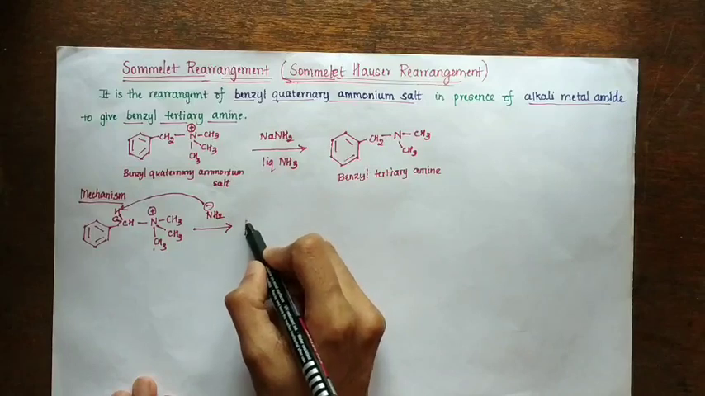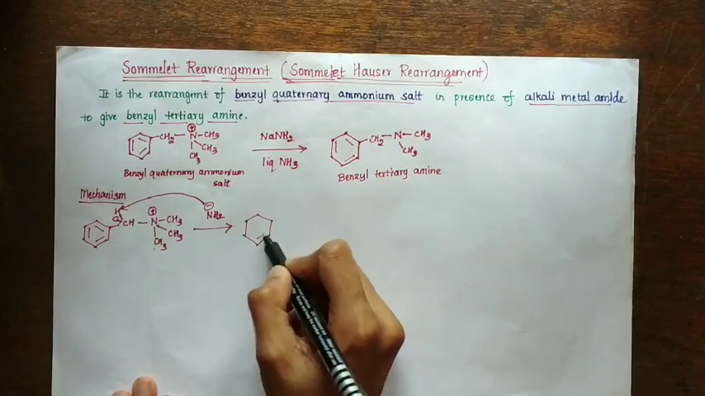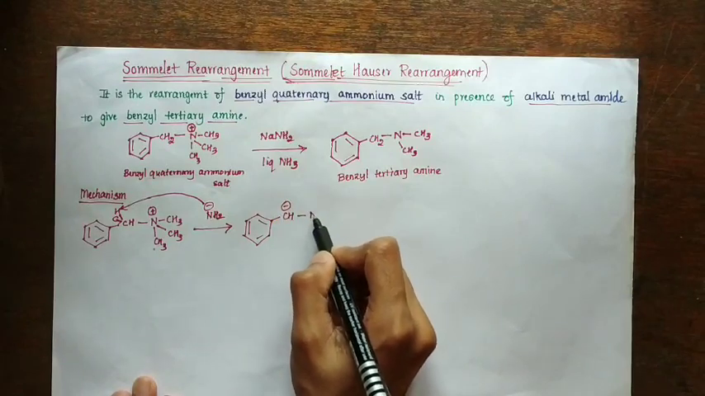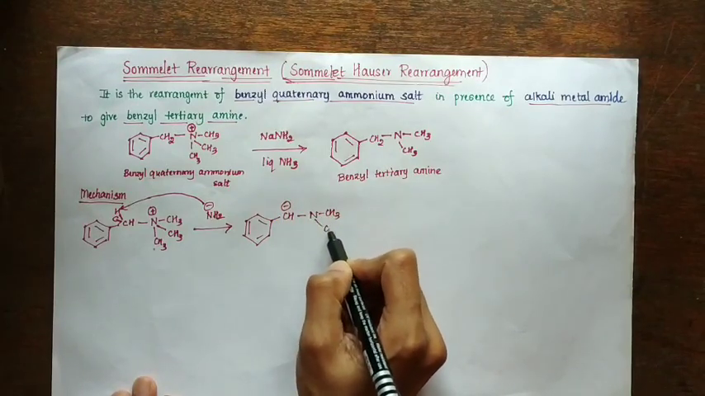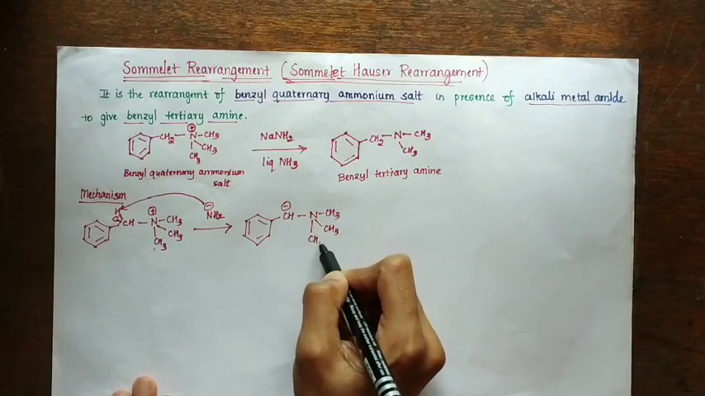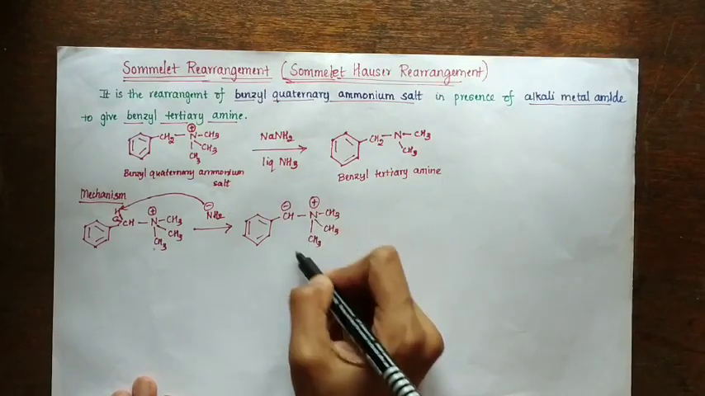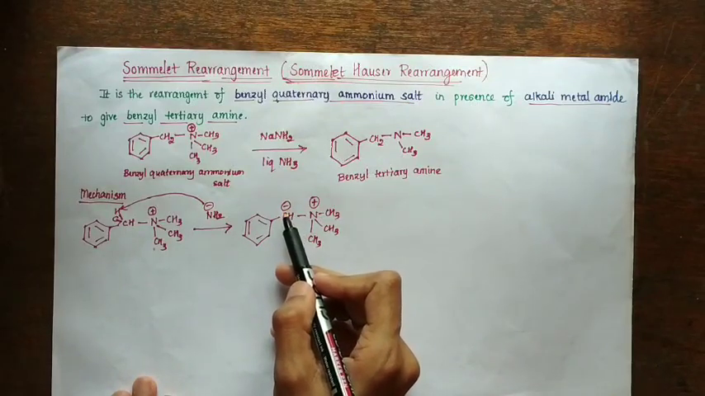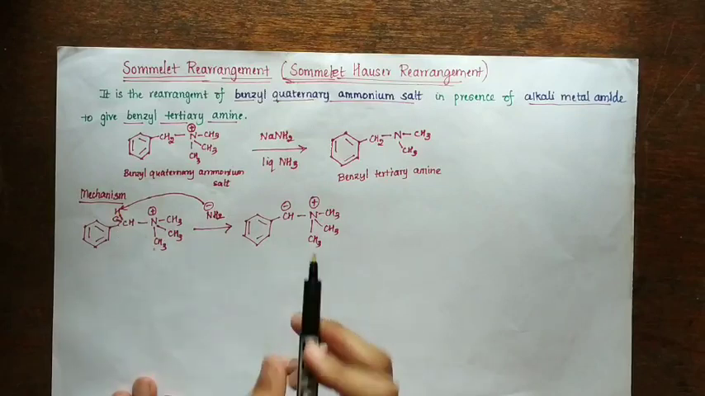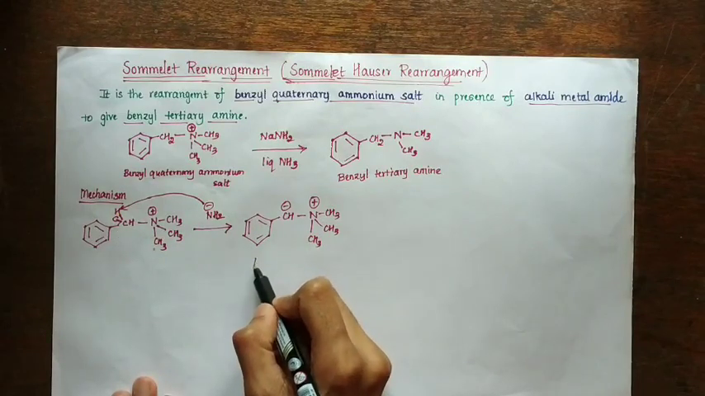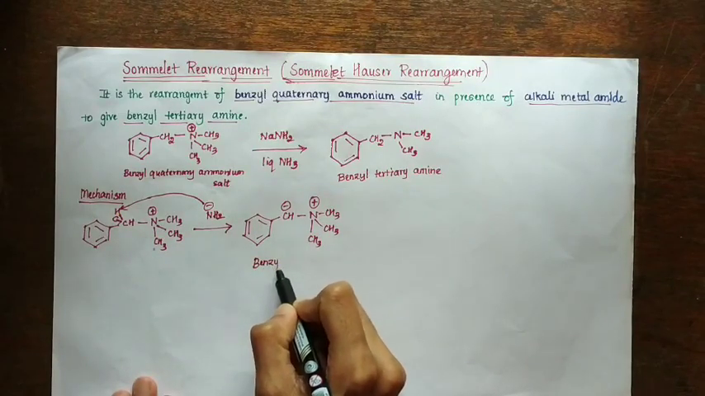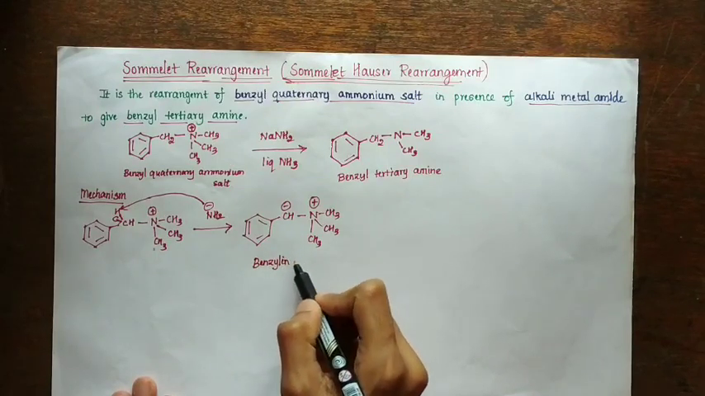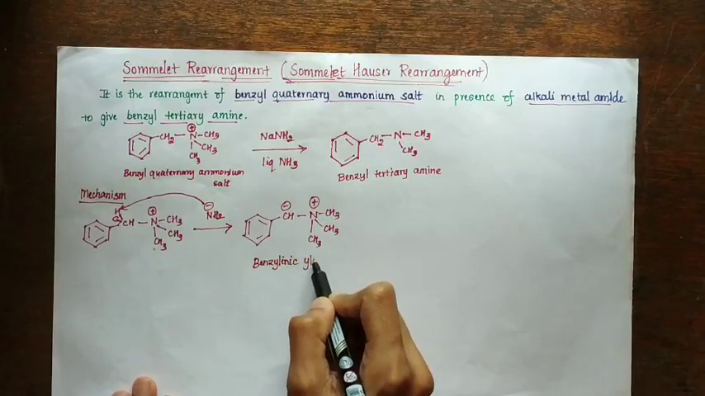So that you will get one structure which is having negative charge on this carbon and remaining thing as it is, with the positive charge on nitrogen. Nothing happens to this nitrogen part, only there will be negative charge on carbon due to the removal of this methylenic proton. And this structure is called as benzylenic ylide.